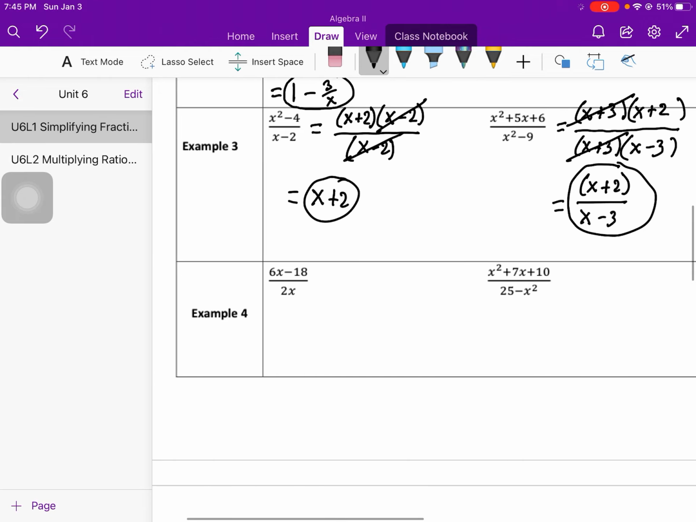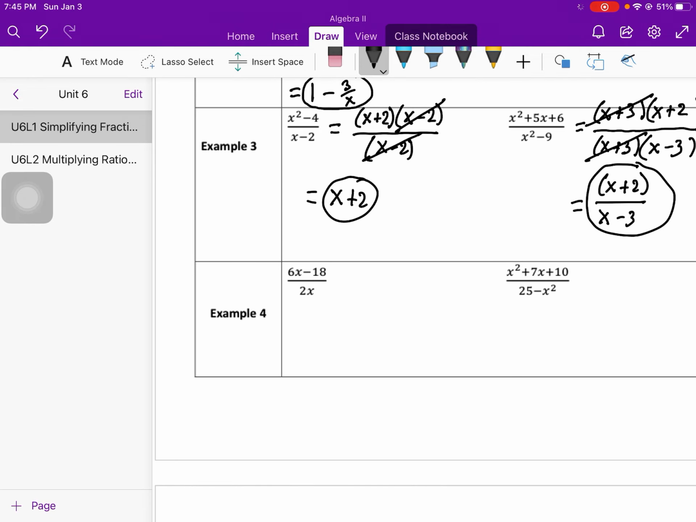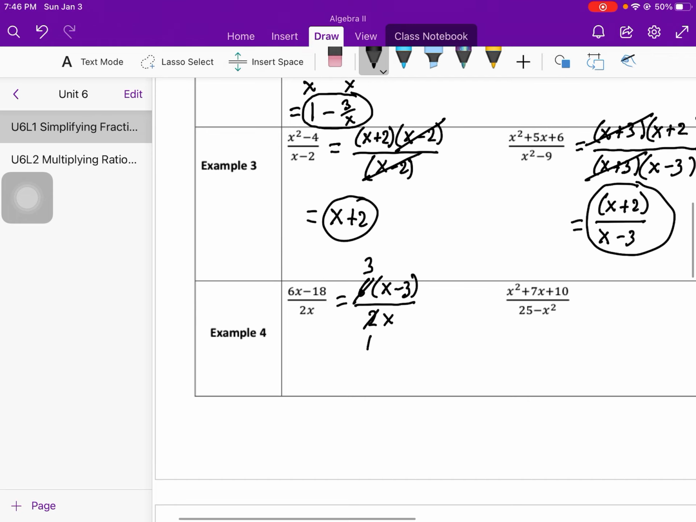All right, continuing on here. This next one, again, we do have to be a little careful. 6x minus 18 over 2x. Well, try to factor out whatever you can from the top first, so we can take a 6 out of both of those, and we're left with x minus 3. And then the bottom, we have a 2 and an x. Now, this 2 can divide into that 6. It goes in there 3 times, and then 1. So what we end up getting is x minus 3 over x.